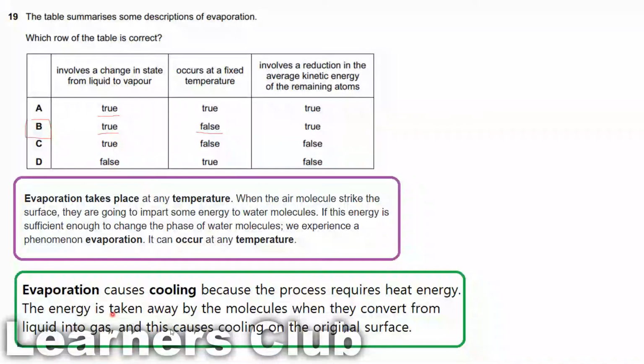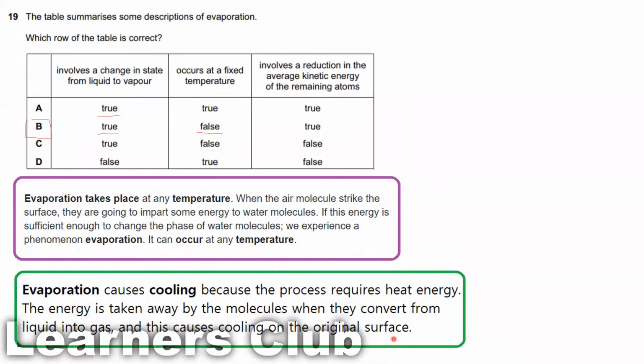The energy is taken away by the molecules when they convert from liquid into gas, and this causes cooling on the original surface. So basically what happens is when air molecules strike the surface of the water, if they gain sufficient energy, they will leave the surface. It becomes vapor and they leave off. So the overall average kinetic energy of the remaining molecules will decrease.